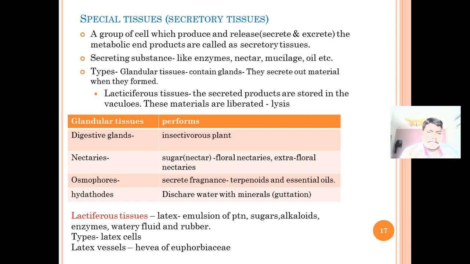Osmophores: in flowers, some scented fragrance is emitted due to the presence of this kind of glandular tissue. So it will secrete fragrances, terpenoids and essential oils.